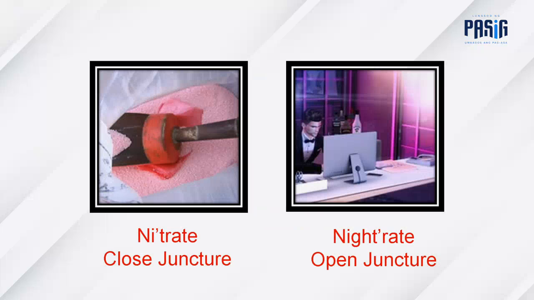Let's go back to the previous examples. Nitrate is an example of a closed juncture because the slight stoppage is between the syllables, while night rate is an example of an open juncture because the slight stoppage is between the words.